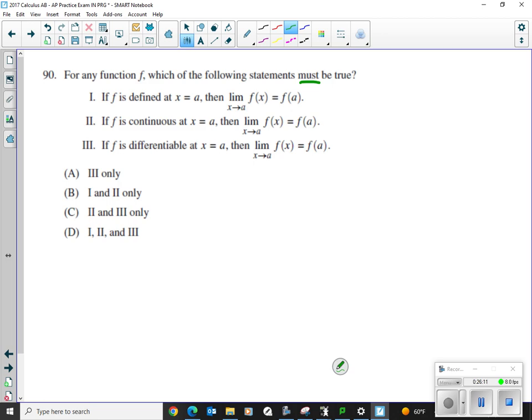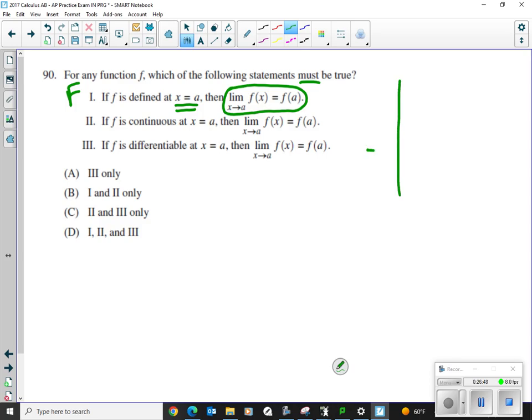Anyways, choice 1, if f is defined at x equals a, okay, then the limit as x approaches a of f of x is f of a. This is how you determine continuity. Okay, the limit has to equal the actual coordinate. So what it's saying is if f is defined, if there's an actual point at where x is equal to a, then the limit has to equal the point. That is not true. That is false. Okay, it can be true. Okay, so it's not a must be true.